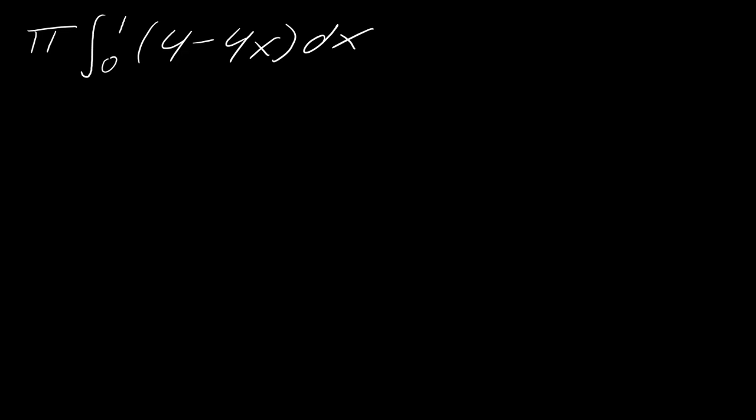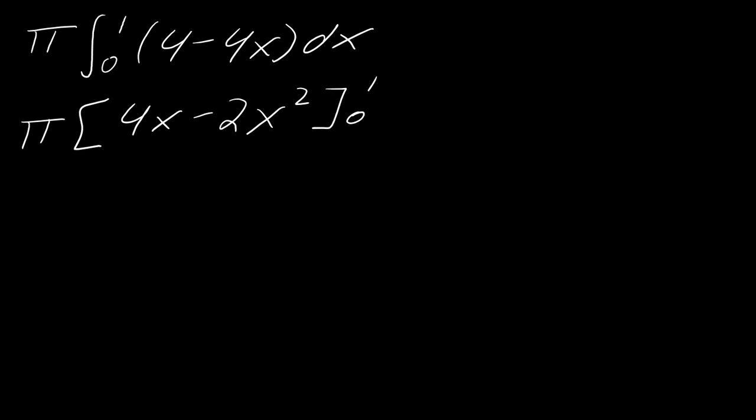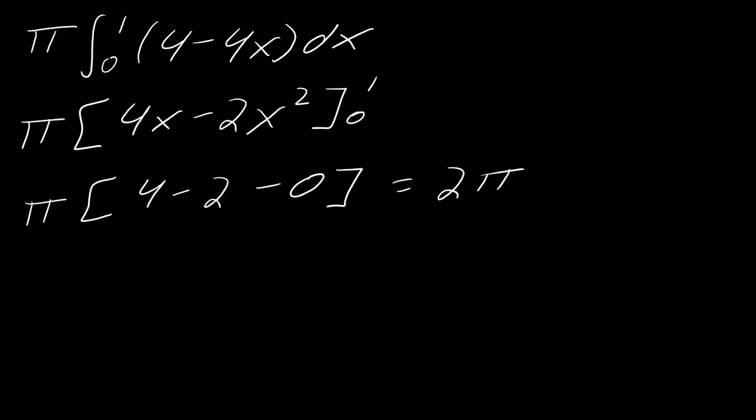Okay. So now I can just integrate. So this will be 4x minus 4 over 2, which is just 2x squared, 0 to 1. And then I can just plug in everything. So this really just becomes 4 minus 2, all of that minus 0. So this just equals 2 pi. So there you go.